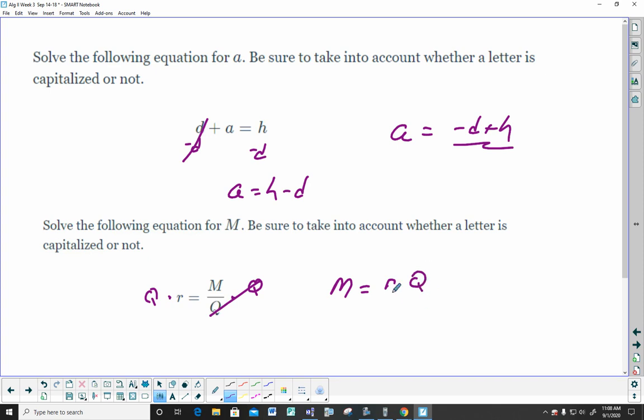The order that you write R times Q doesn't matter, and you don't need to put the times. You could write RQ or QR, that's fine, okay?